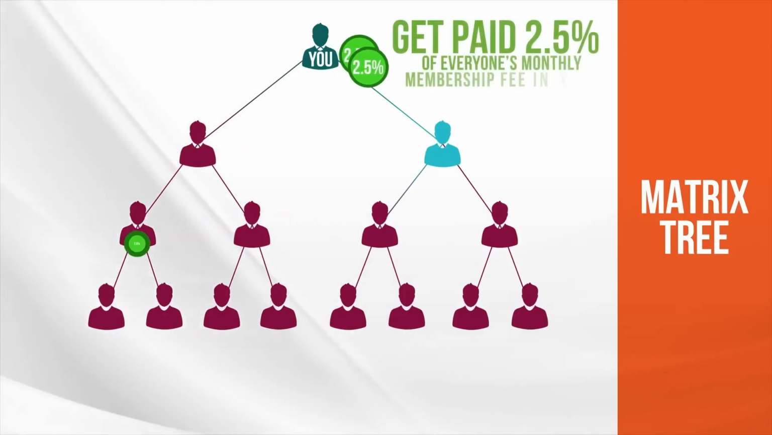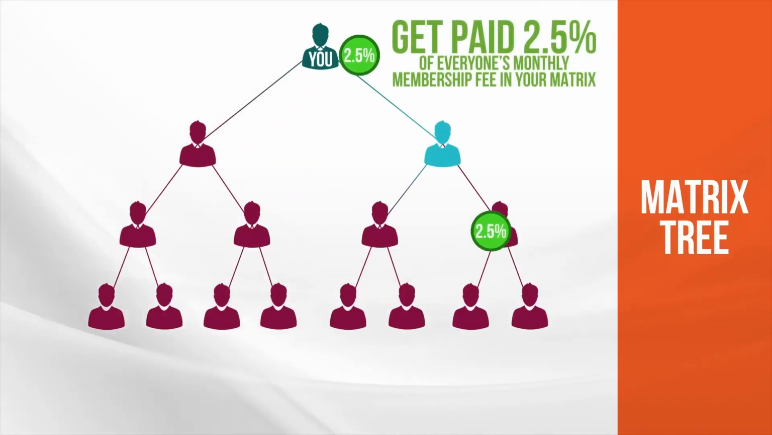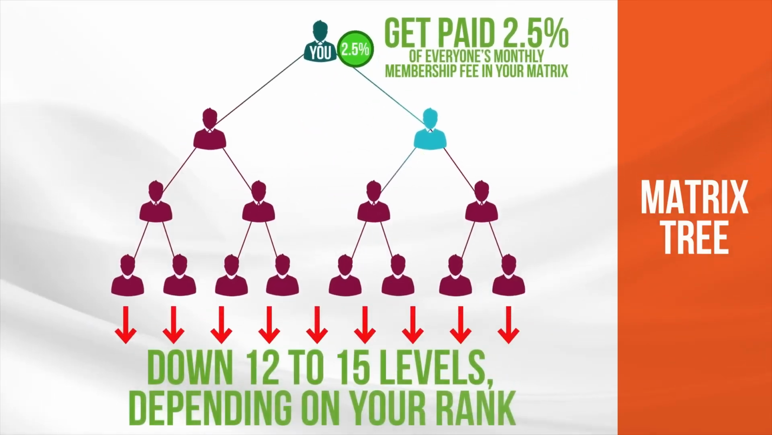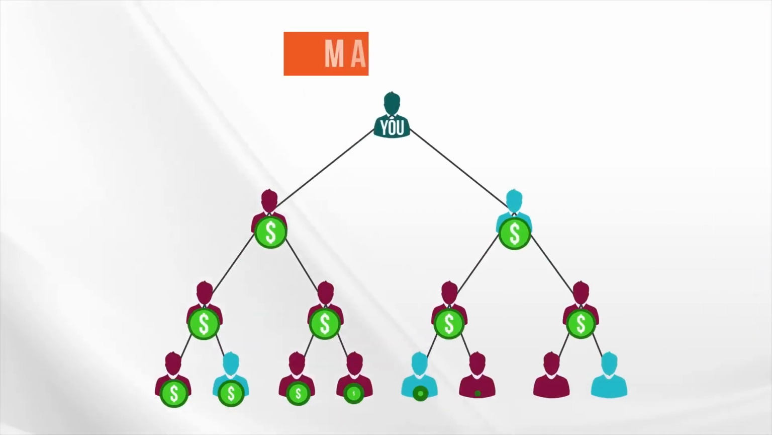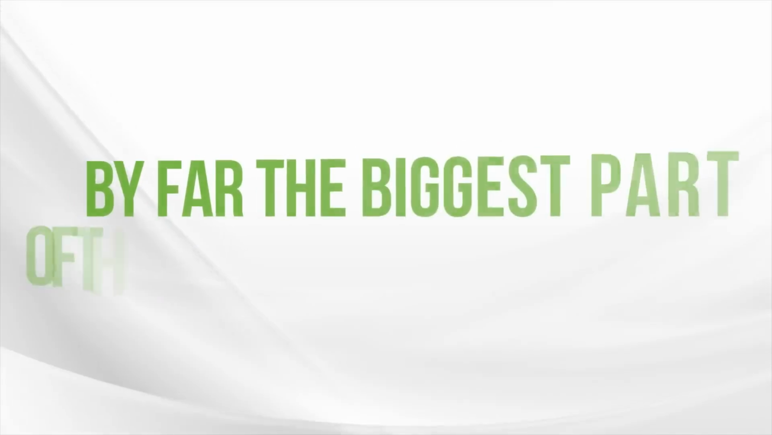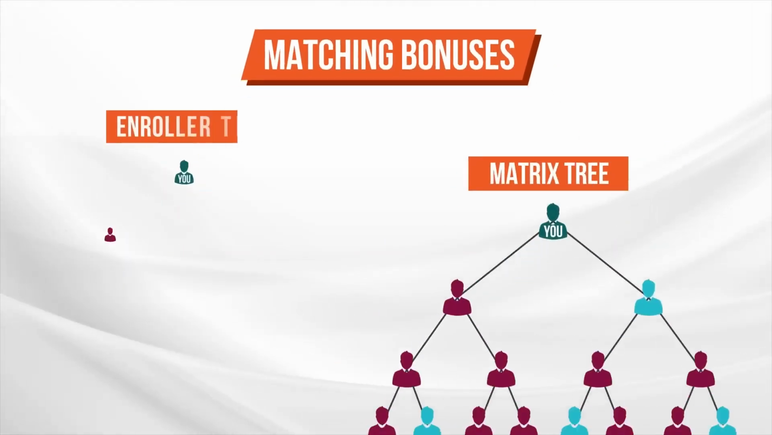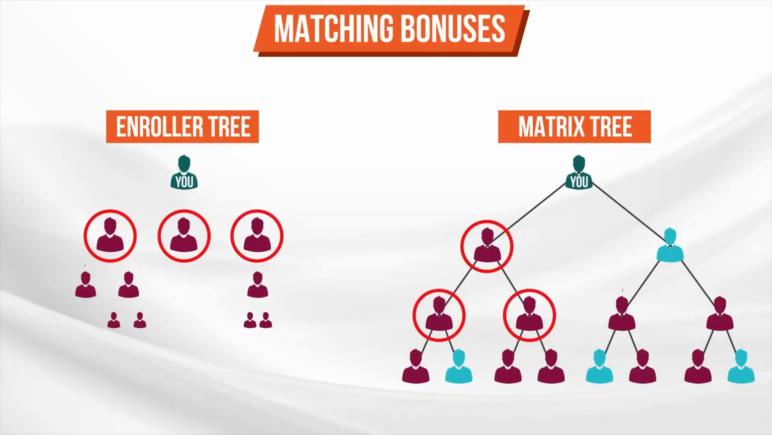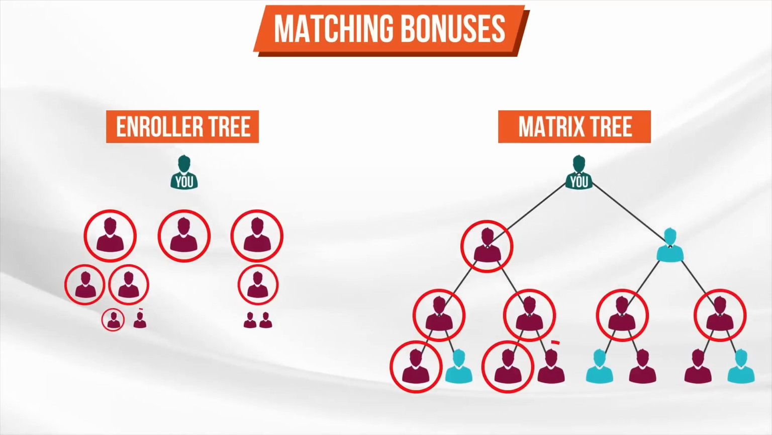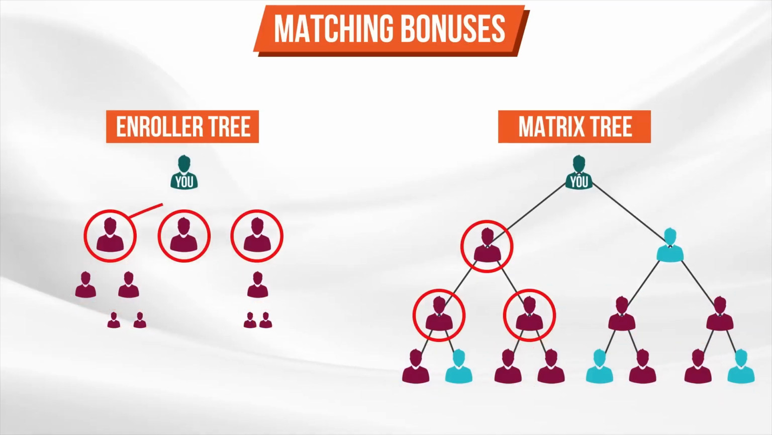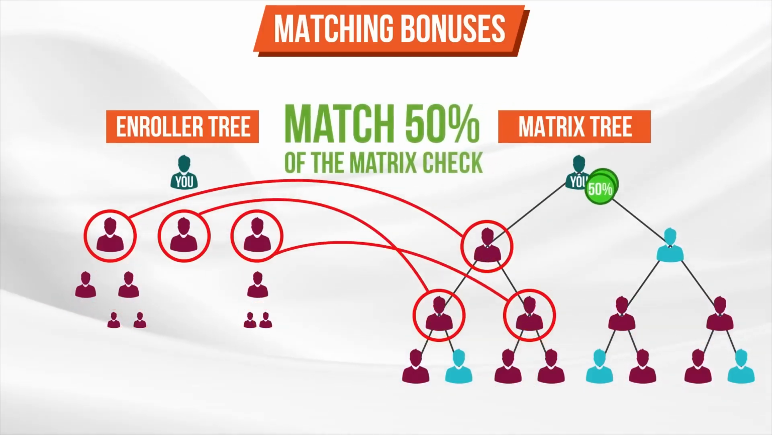Now, you'll get paid 2.5% of everyone's monthly membership fee in your entire matrix, regardless of who enrolled them, down 12 to 15 levels depending on your rank. Now, on top of getting paid on everyone's matrix, by far the biggest part of the compensation plan is the matching bonuses that allow you to match the entire matrix check of potentially everyone in your entire enroller tree team every single month.